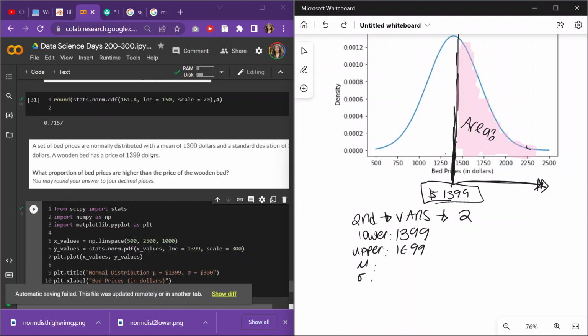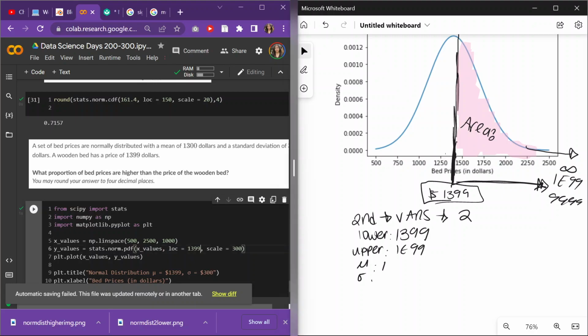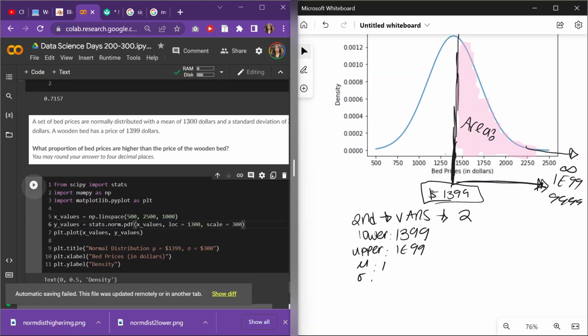So, and again, normal distributions never end. So it goes on to infinity. And because we don't have infinity in our calculator, we use a big number to represent infinity. So 1E99, or you could do 99, 99, 99, whatever. And then your sigma should be 1,000. What was it? I messed up. It's supposed to be 1,300. See, I knew I said it somewhere.